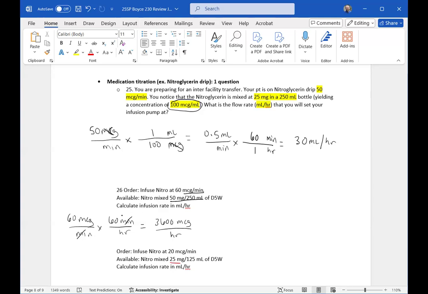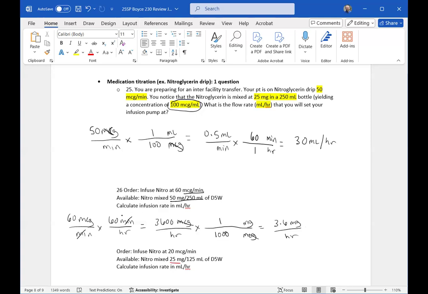Now, I could just convert this. I could just move the decimal over so that becomes 3.6 milligrams. But just for practice's sake, and just in case you need a little extra work on this, when we go from micrograms to milligrams, 1 milligram is 1,000 micrograms. We just cross those out. And then I get my 3.6 milligrams per hour.